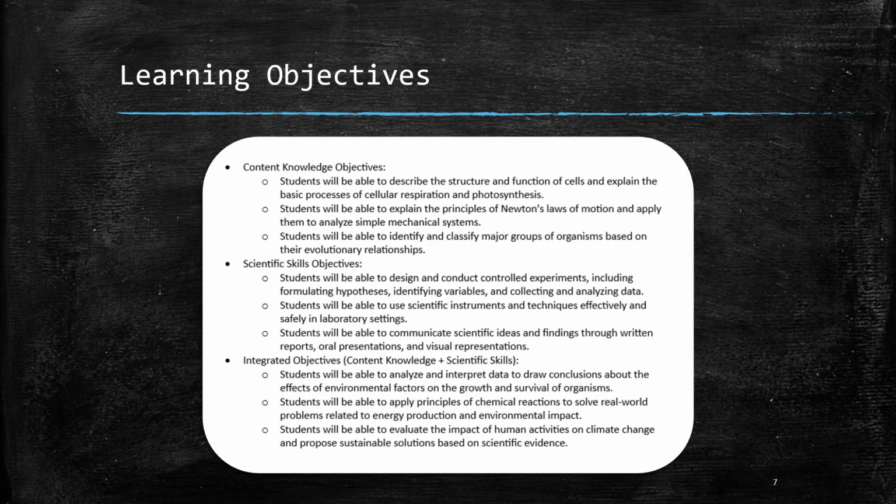Learning objectives. Clear and measurable learning objectives are established to specify what students should know and be able to do after completing the curriculum. These objectives address both content knowledge and scientific skills, such as observation, experimentation, data analysis, and communication. Here are some examples of clear and measurable learning objectives for high school science curriculum, addressing both content knowledge and scientific skills.